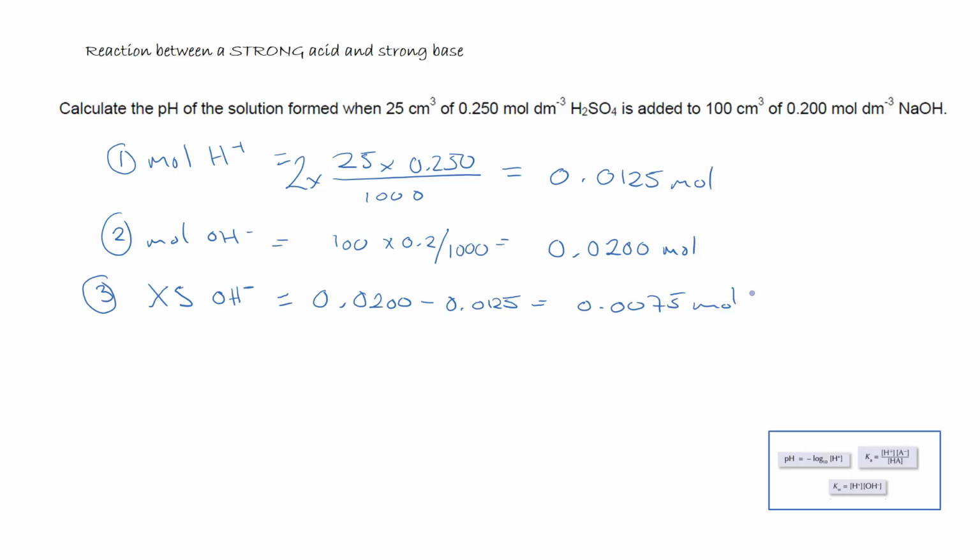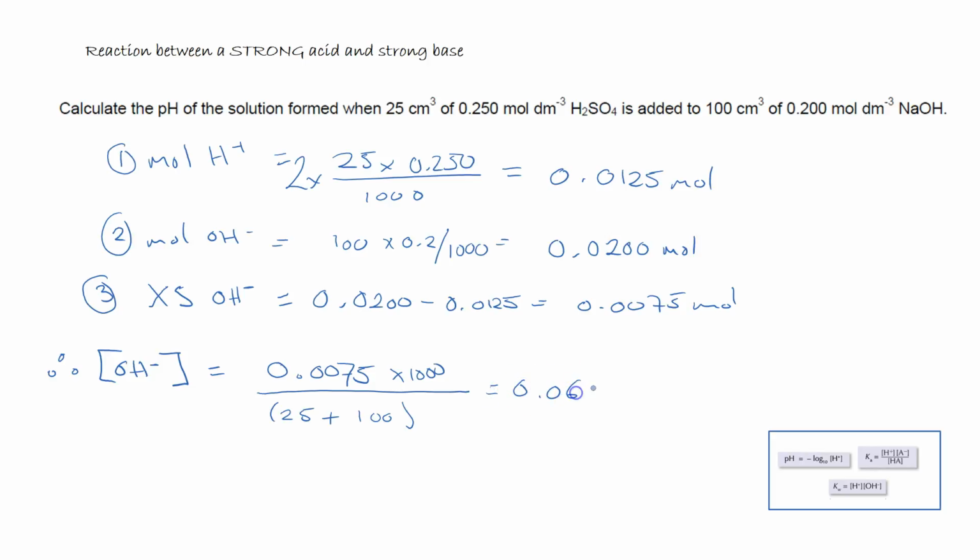So this time we've got a strong base in excess, so we've got to work out the concentration of the OH minus, and we do this again: it's the number of moles times 1,000 divided by the volume. Now here is our important step, that we now use the total volume, so we are 25 centimeters cubed plus 100 centimeters cubed for the volume, giving us a concentration of OH minus, which is 0.0600 moles per decimeter cubed.